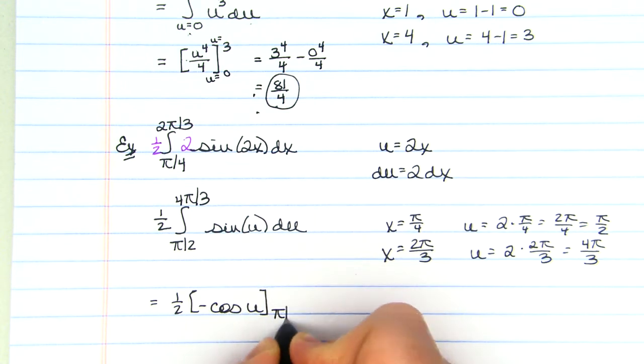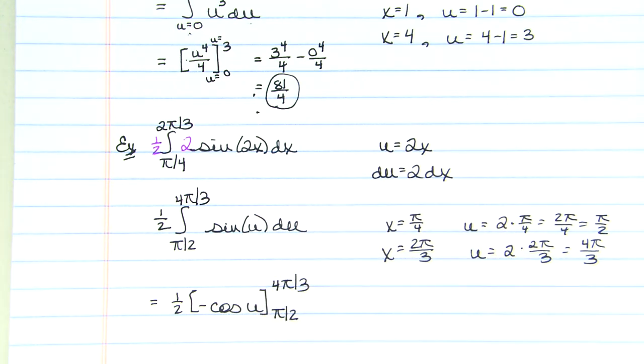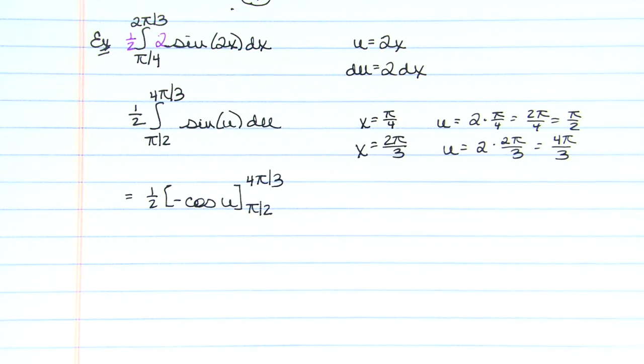which I'm going to deal with from pi over 2 up to 4 pi over 3. See if you can finish this. Do your plugging in. Evaluate, draw out your right triangles if that's how you do trig, or unit circle stuff if that's how you do trig. See if you can finish off this problem and send in your answer.